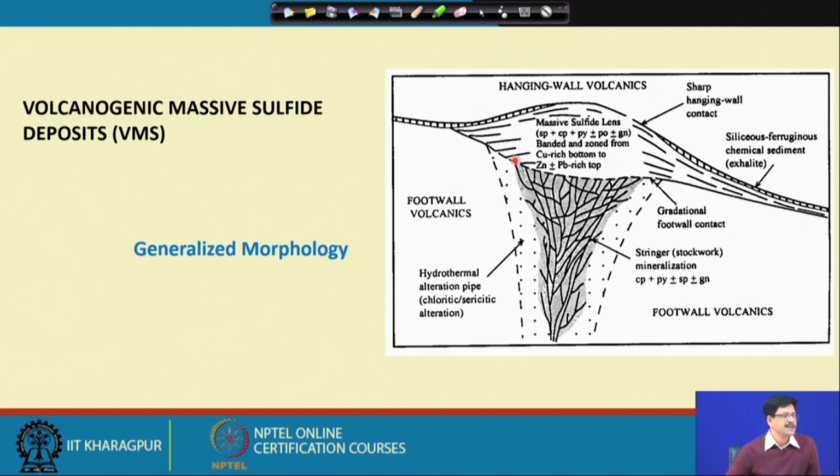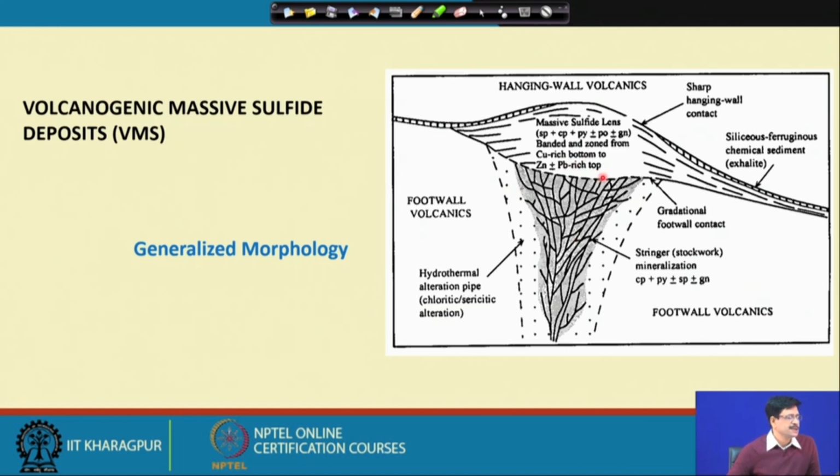The name massive sulphide is derived from the fact that these deposits are essentially rich deposits. The grade of the metal like copper or lead or zinc can be substantially higher compared to deposits like porphyry copper, where the grade is pretty low. So, that is the reason why they are called massive sulphide deposits, where the total tonnage could be low, but the grades are pretty high.